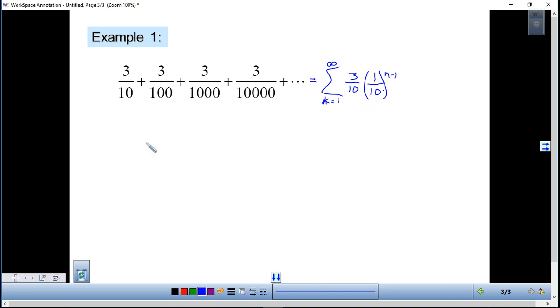Now, does this thing converge? Well, first thing we need to know is, is the absolute value of r less than 1? Well, the absolute value of r is equal to 1/10, which is less than 1, so the series converges. And what do we know that this thing is going to converge to?